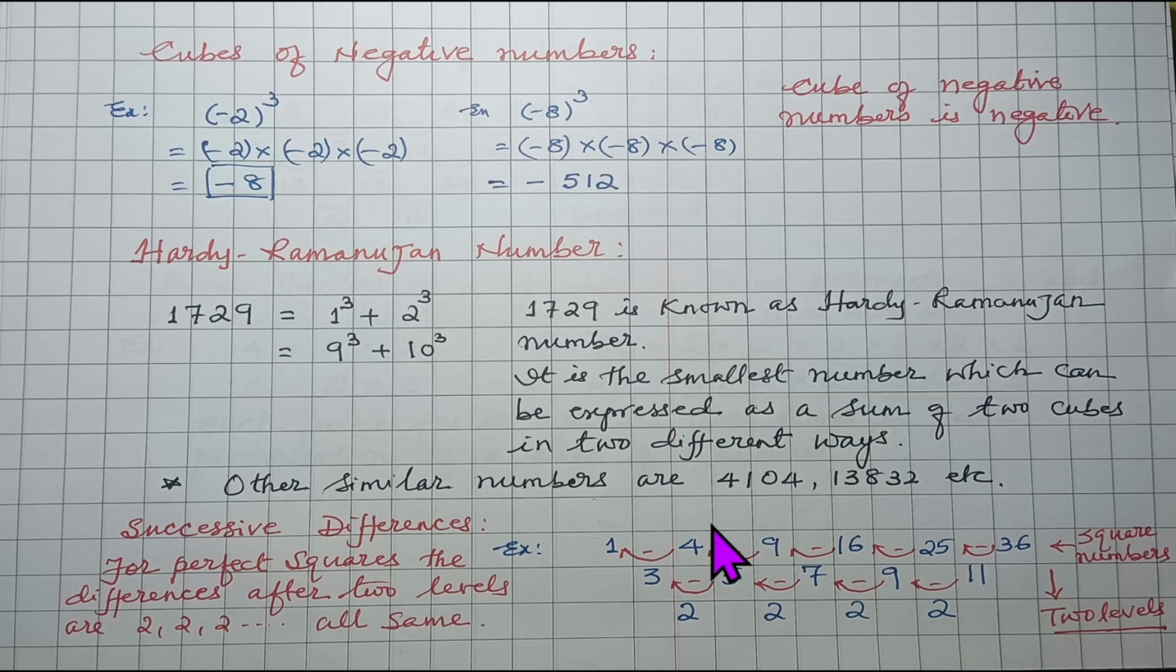What is the meaning of that? Let us write the square numbers first. 1, 4, 9, 16, 25, 36 are square numbers. Now subtract: 4 minus 1 is 3, 9 minus 4 is 5, 16 minus 9 is 7, 25 minus 16 is 9 and 36 minus 25 is 11. Now subtract again: 5 minus 3 is 2, 7 minus 5 is 2, 9 minus 7 is 2 and 11 minus 9 is 2. So after 2 levels down, we find that all the differences are 2 for square numbers.